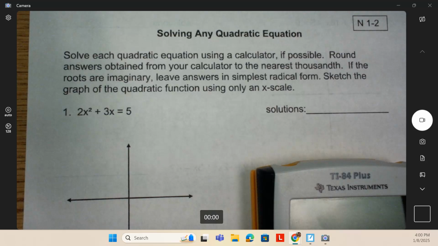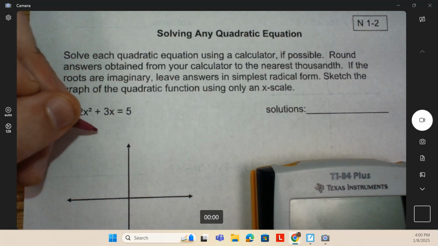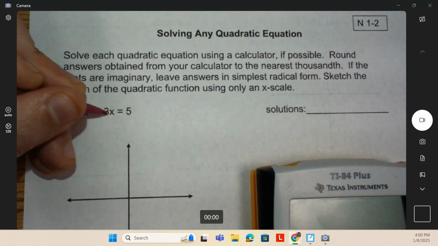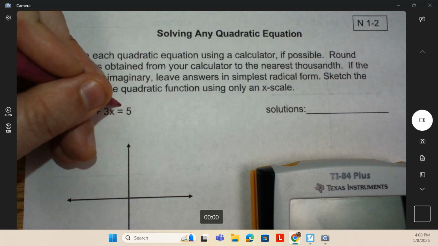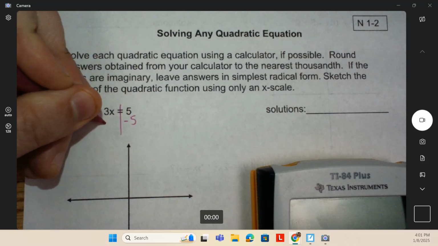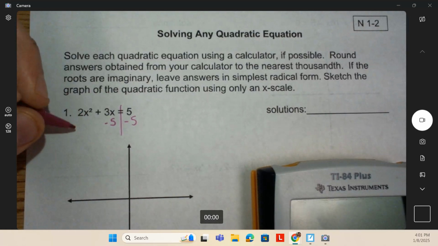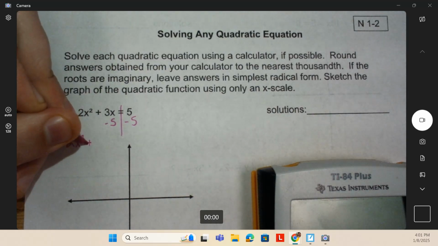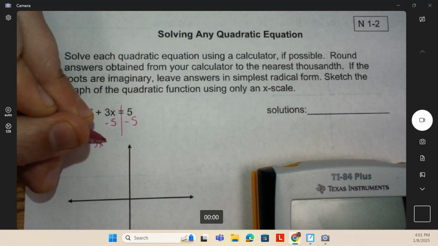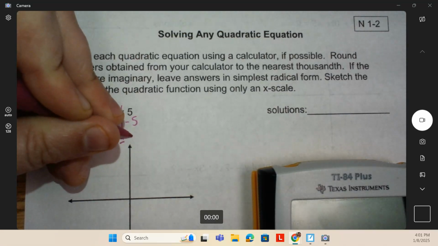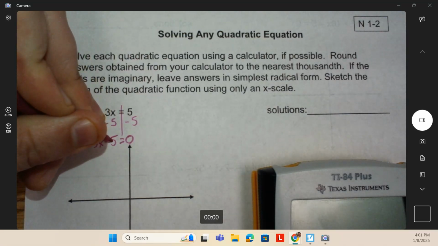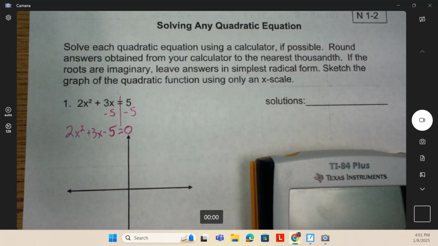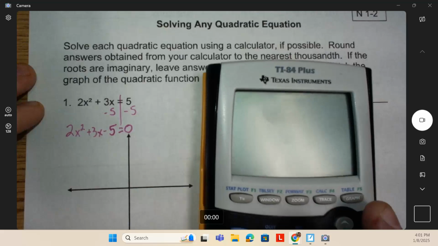So the first thing we're going to do for this one is I need to get everything on the left side. So I've got 2x squared plus 3x equals 5. So all I need to do is subtract 5 from both sides, which gives me 2x squared plus 3x minus 5 equals 0. And now I've got something that I can graph pretty easily and get some solutions for.